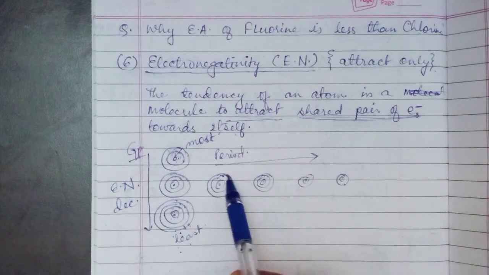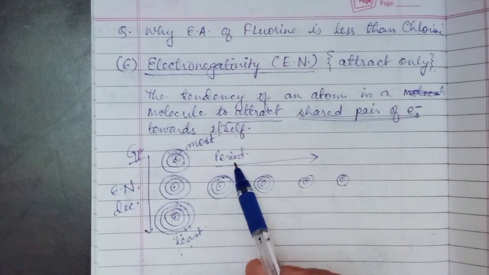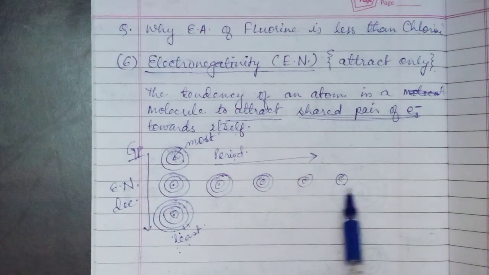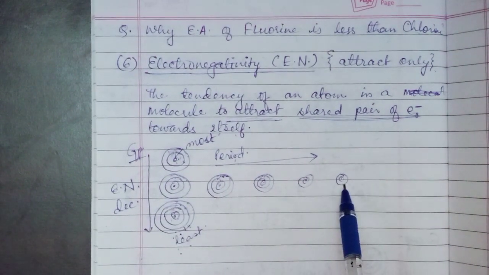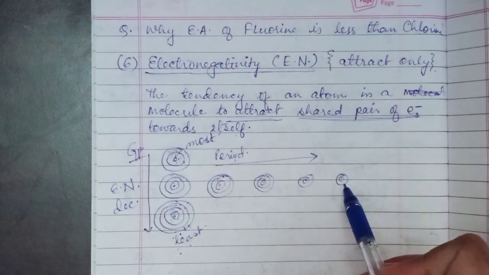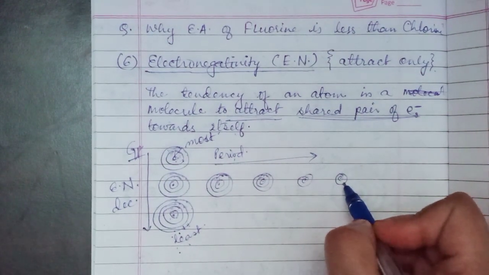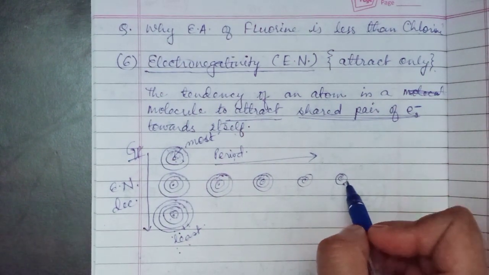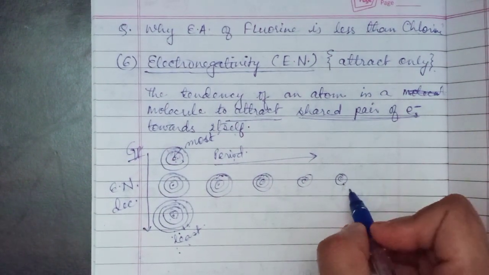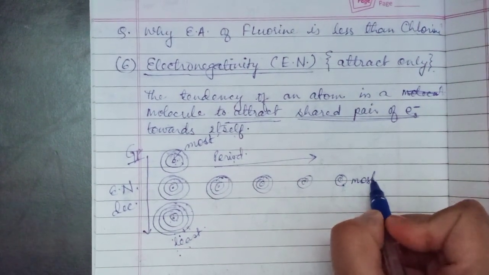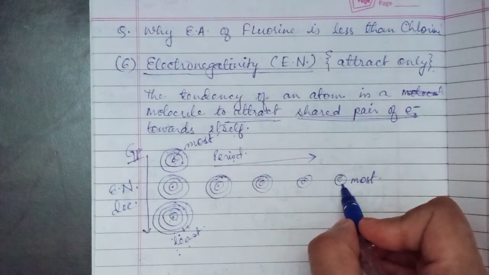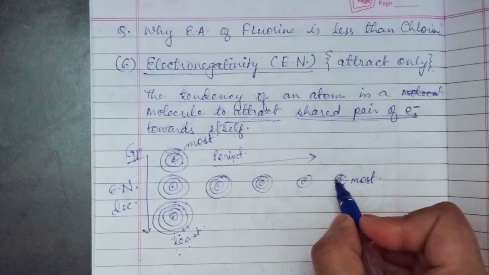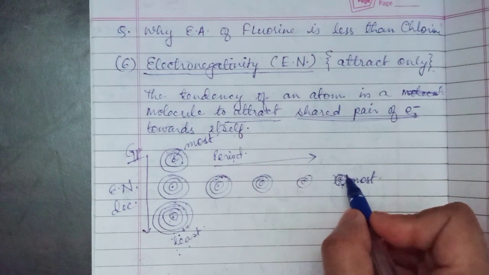Okay, now let's take a period. We are moving from left to right in a period. What can we see? The size of an atom is decreasing. Due to the decrease in the size of an atom, what will happen here? The nuclear pull will be very strong due to the small size. So here the attraction power is most because the size of an atom is very small, and the nuclear pull is very strong because it has to attract the electron with a very small radius.